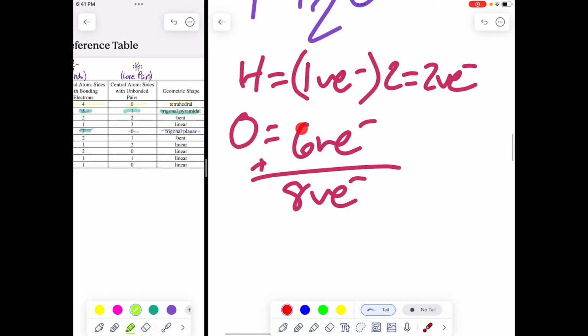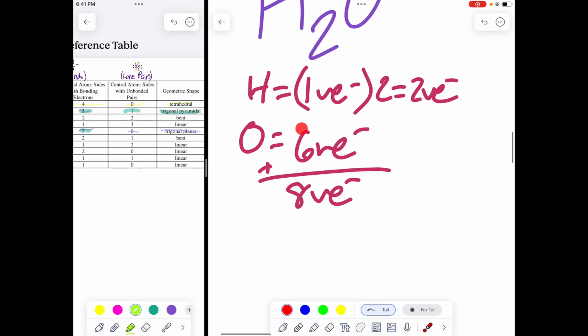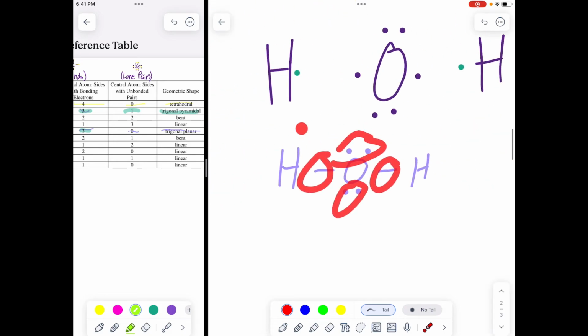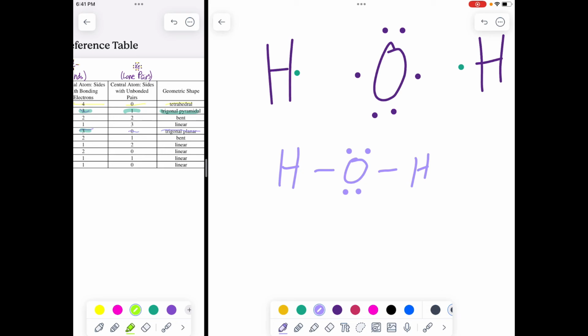In addition, when we look at our calculations, the entire molecule should have 8 valence electrons. And looking here, the entire molecule has 8 valence electrons. So we know that we have the correct Lewis structure.